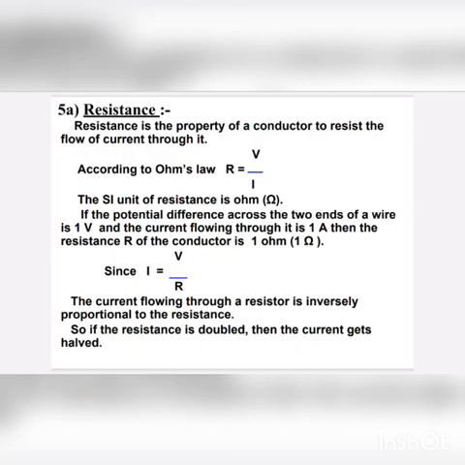So it is obvious, it is clear that resistance opposes the flow of electric current. And resistors can be connected in series, we'll discuss later on.